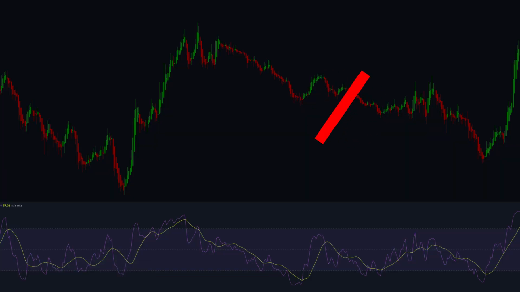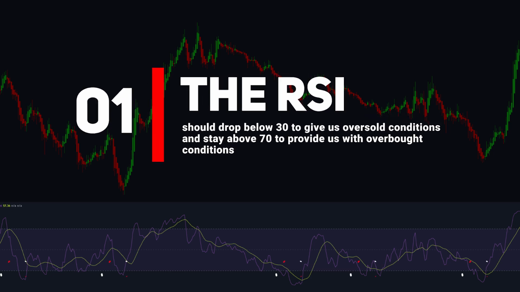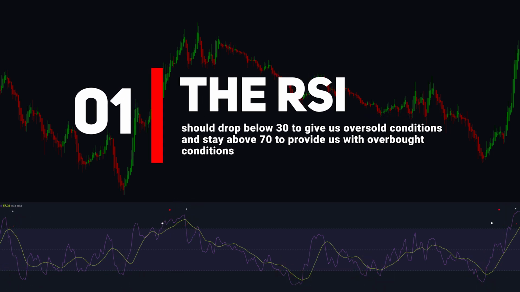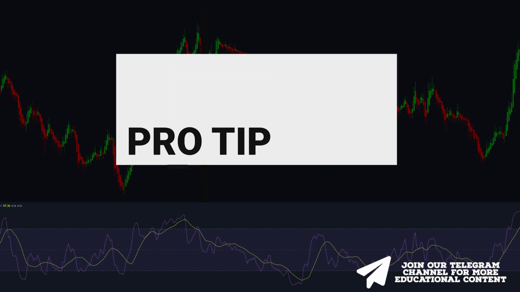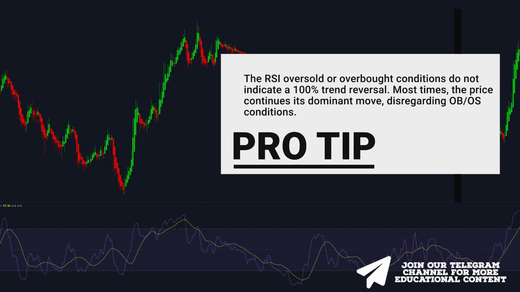First of all, we should wait for the RSI to be oversold or overbought. This will act for us as an early trigger event. However, the RSI oversold or overbought conditions do not mean 100% trend reversal.